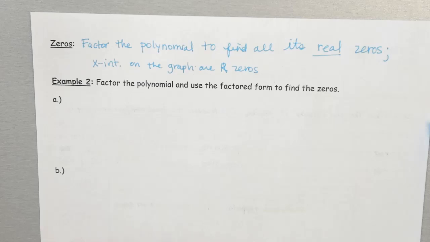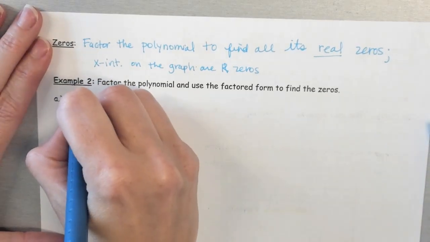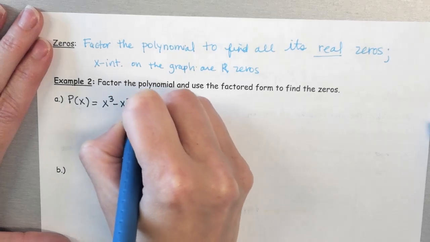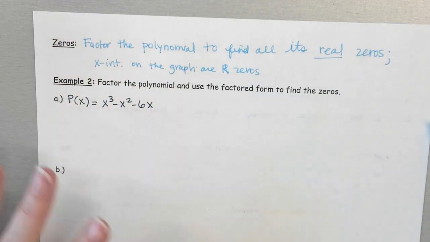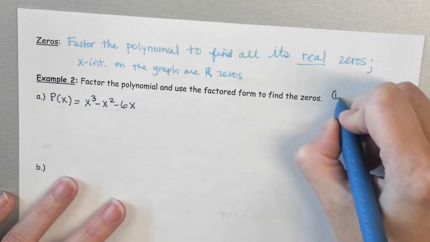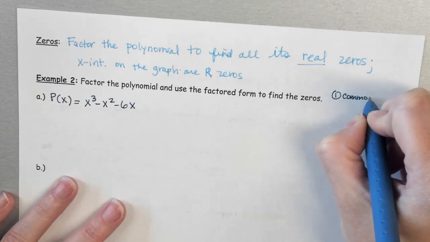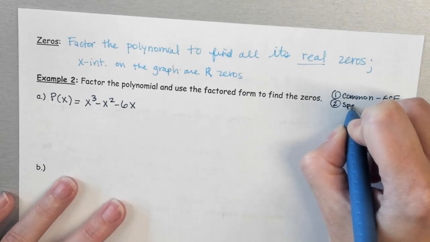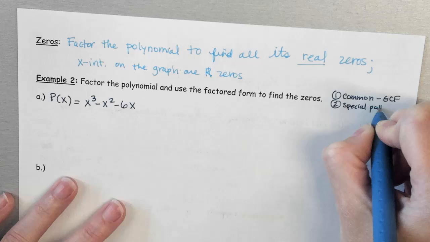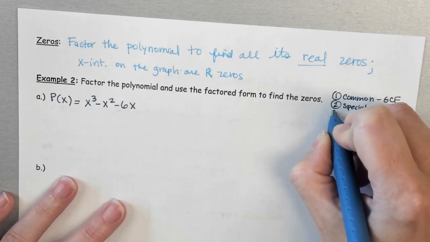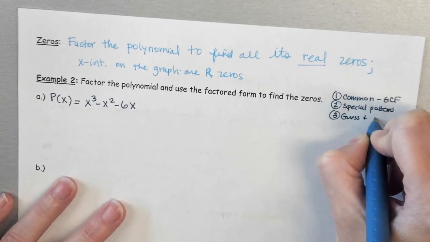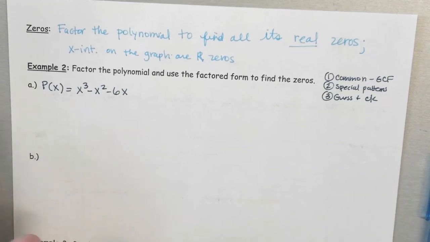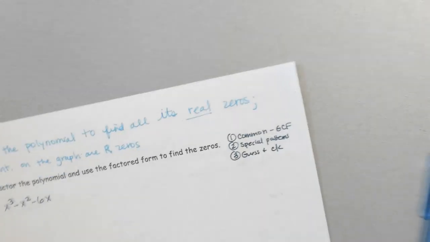Okay, so I'm going to give you the polynomial p of x, and I want you to factor following your rules. So remember, when you're factoring, you always want to see what they have in common. Take out that GCF. You can look for special patterns, and then you can guess and check with FOIL. Okay, so I want you to factor for part A.